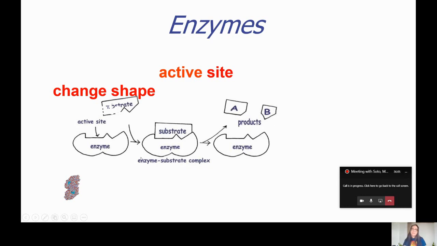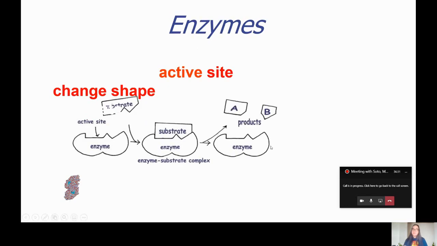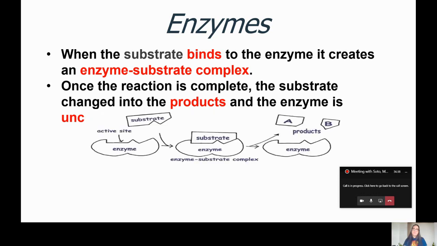So these words that I need you to remember: active site, the place where they fit; enzyme substrate complex, when they're bound together; and the products are the pieces that you get at the end from the beginning substrate. Now, once this reaction has happened and the products have been changed, the enzyme is still looking the same. So if you look at this drawing, the enzyme looks the same as it did in the beginning, and we are able to reuse it several times, okay?